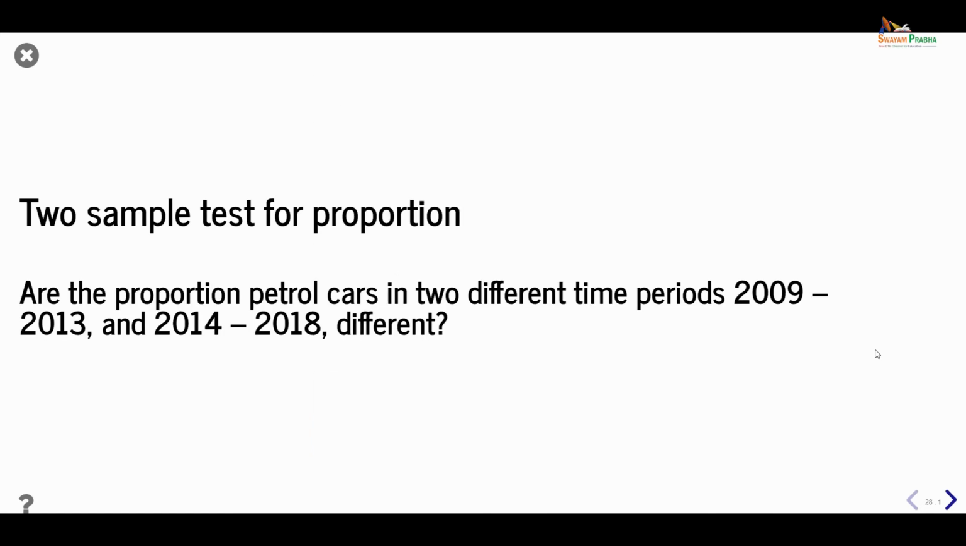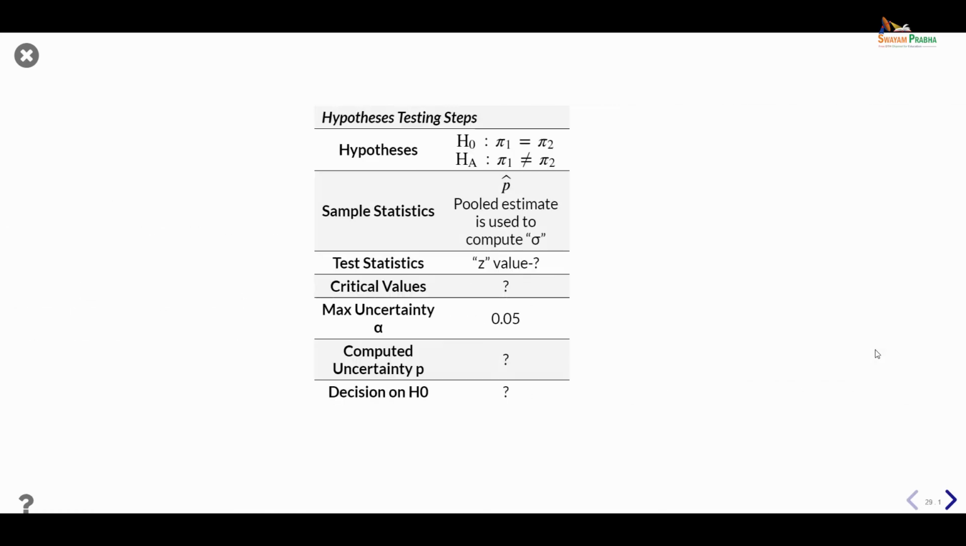So now let's do a two-sample test for proportion. Here we are going to check if the proportion of petrol cars is different across the time periods 2009 to 2013 and 2014 to 2018. So this is our hypothesis. In order to go further, we are going to first list down the steps. I'm going to check if the proportions are the same or not, so pi 1 is equal to pi 2 and pi 1 not equal to pi 2.